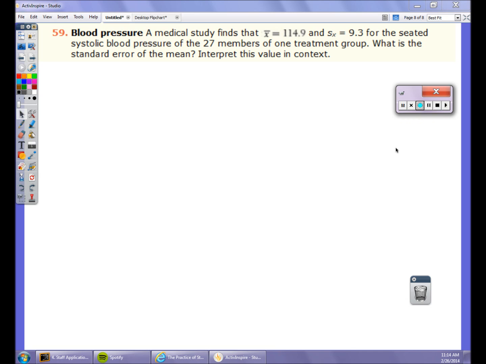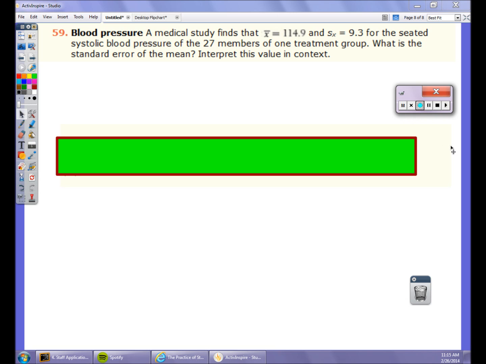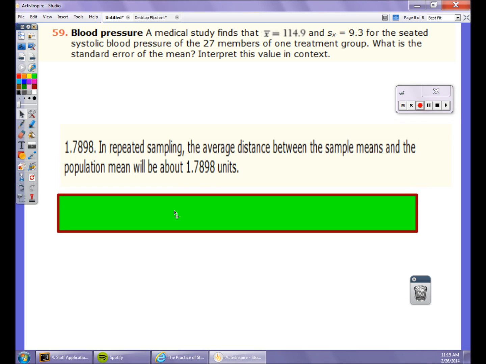Question 59, I want to know the standard error of the mean. You will need your formula for standard error in this one, and then give me an interpretation in context of this question. Standard error of the mean, formula for that would be s of x over the square root of n. Your sample standard deviation over the square root of the sample size. In this case, 9.3 divided by the square root of 27. And you get the following.